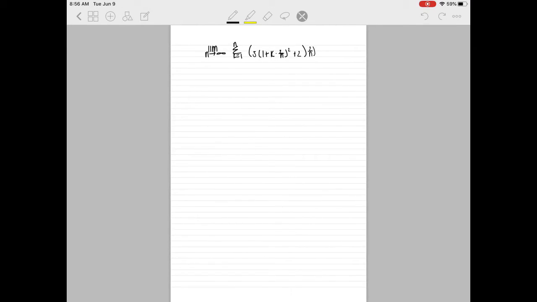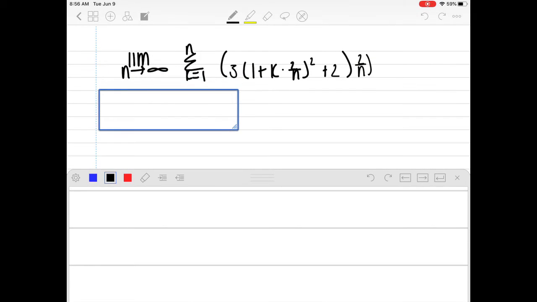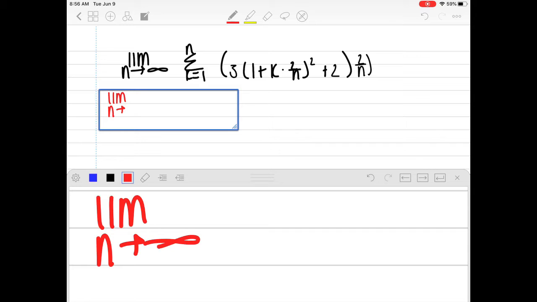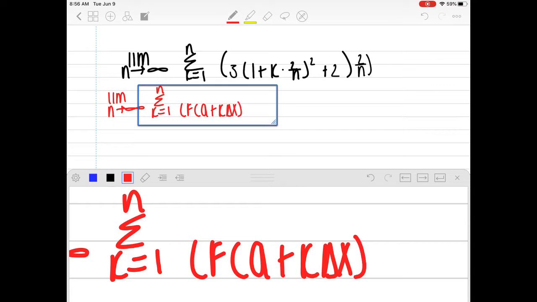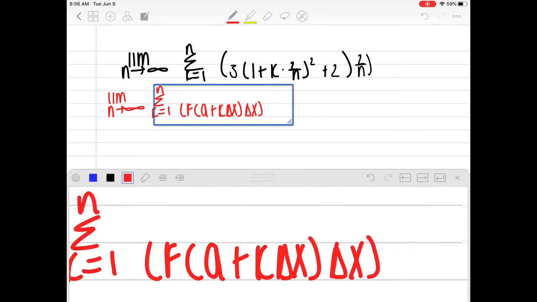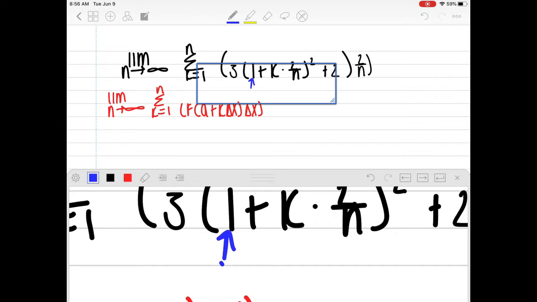So for the first example here, we have the limit as n approaches infinity of the sum from k equals 1 to n of 3 times (1 plus k times 2 over n) squared plus 2, times 2 over n. And the first thing that we're going to do is rewrite the general formula, which is the limit as n approaches infinity of the sum from k equals 1 to n of f of a plus k times delta x, and we're going to match up what we have in the problem.